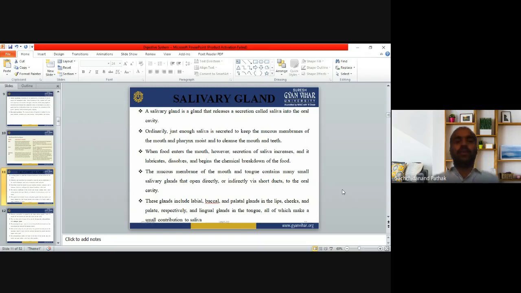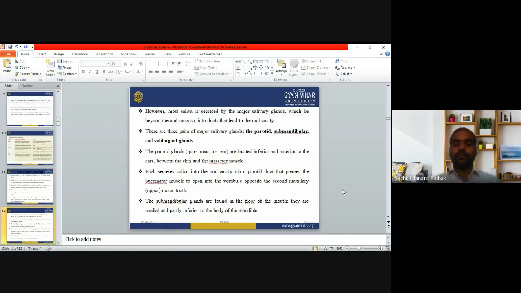Now, salivary glands are those glands which release the secretion that we call saliva. Where? Oral cavity, mouth. Most saliva is secreted by the major salivary glands, which lie beyond the oral mucosa, into ducts that lead to the oral cavity. So the salivary glands are divided into three pairs. Three pairs of the major salivary glands. पेयर में है, ध्यान रखिएगा. Parotid gland, submandibular gland, and sublingual gland.